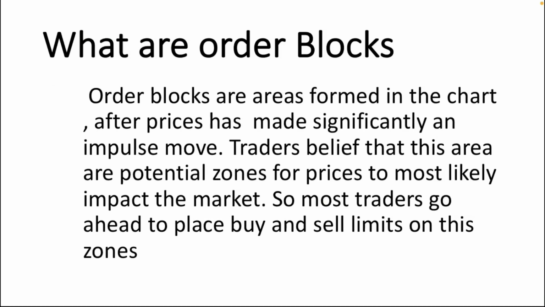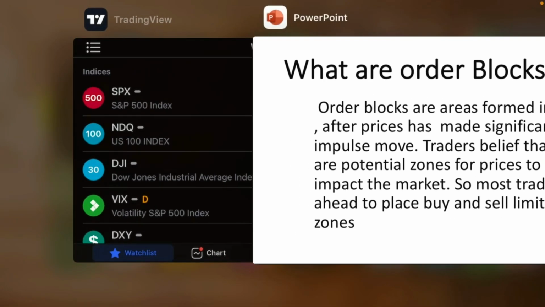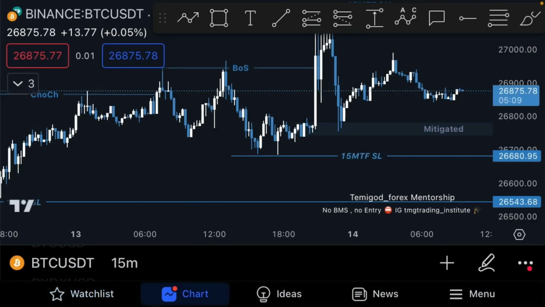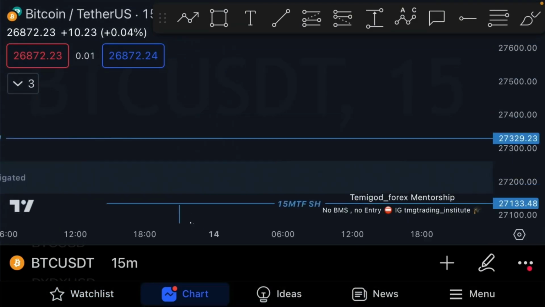Now order blocks are areas formed on the chart after price has made a significant impulse move. Traders believe that these areas are potential zones where price will most likely impact the market. So most traders go ahead to place their buy and sell orders on this zone, okay? So this thing is very straightforward. Like I said, these are areas formed in the chart after price has made a significant impulse movement. Now let me show you what an impulse movement is and how to identify them on the chart.